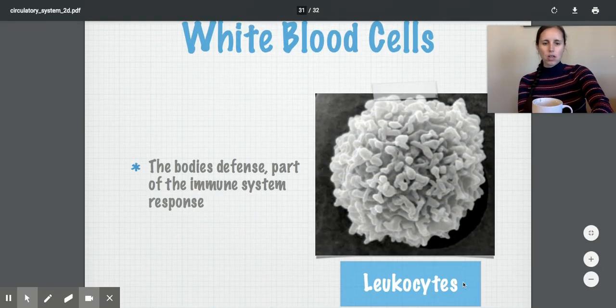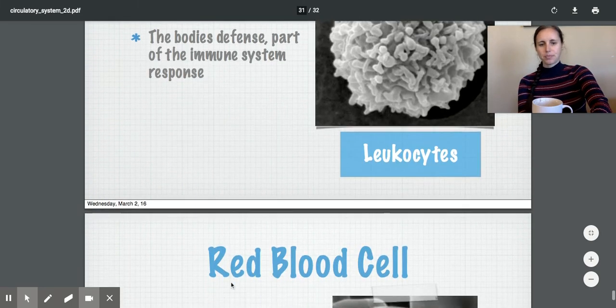White blood cells are called leukocytes. Leukemia is a disorder related to white blood cells. It's a cancer of your bone marrow and your white blood cells. Your white blood cells are your body's defense, and they are part of your immune response. You'll study these a little bit more in grades 11 and 12. Fascinating stuff. These white blood cells are able to recognize invaders, and they'll go through and attack invaders within your body, and they can help to fight off infection.